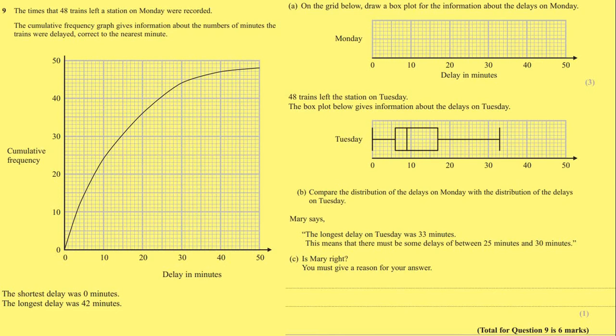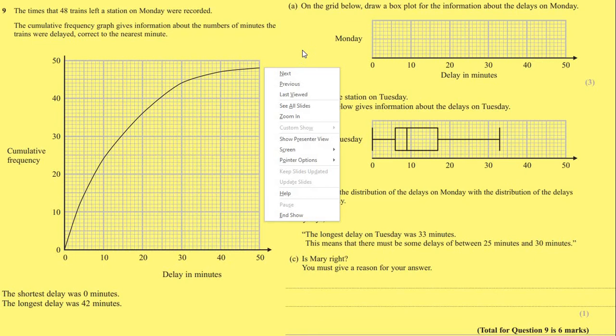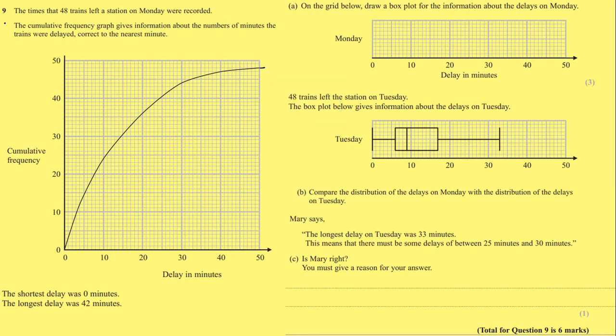Now this question is quite crammed in on this page, unfortunately, but that's the way cumulative frequency questions tend to be. So the times that 48 trains left a station on Monday were recorded. You can see that it's 48 on the graph because the very top bit of the graph is across from 48. The cumulative frequency graph gives the information about the number of minutes the trains were delayed, correct to the nearest minute. The shortest delay was 0 minutes and the longest delay was 42 minutes. Okay, fine. So on the grid below, draw a box plot for the information about the delays on Monday.